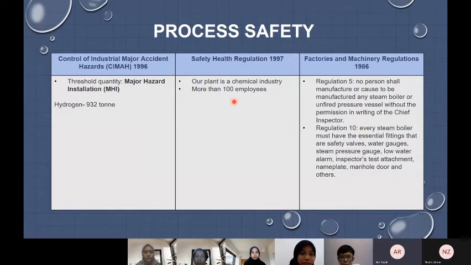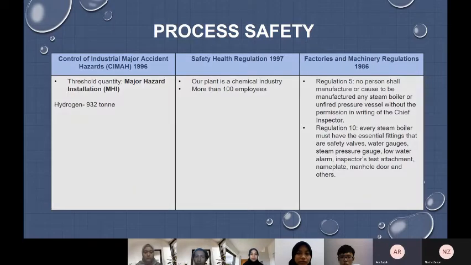Since our plant process has hazardous substance more than the threshold quantity, our production plant is a major hazard installation, MHI. Next, the Safety and Health Regulation 1997 is applied because our project is a chemical industry with more than 100 employees. Lastly, the Factories and Machinery Regulation 1986, Regulation 5 and Regulation 10, are applied for our plant process.